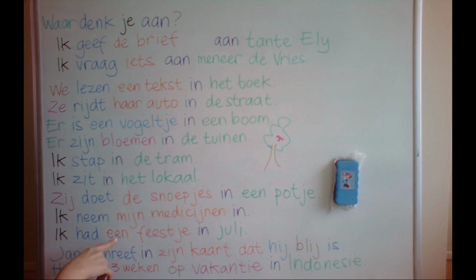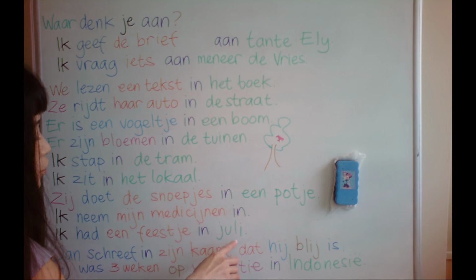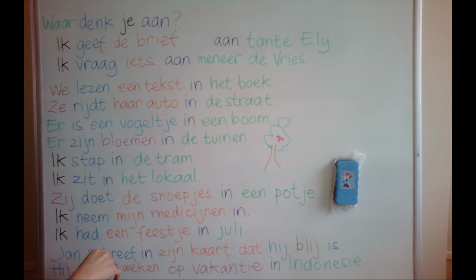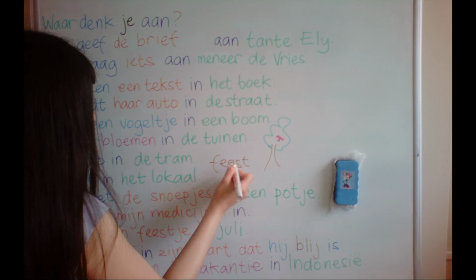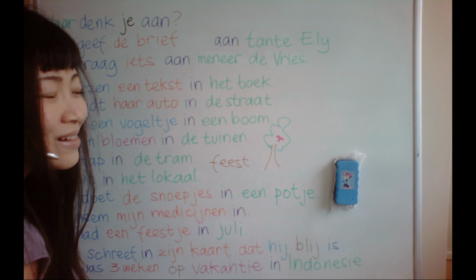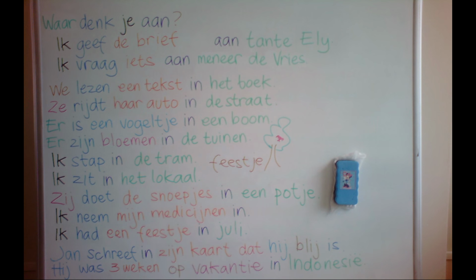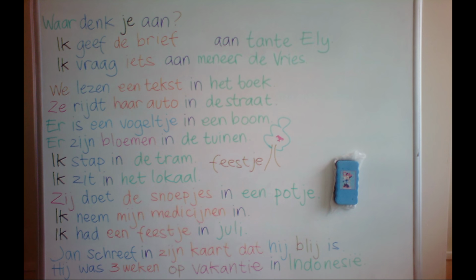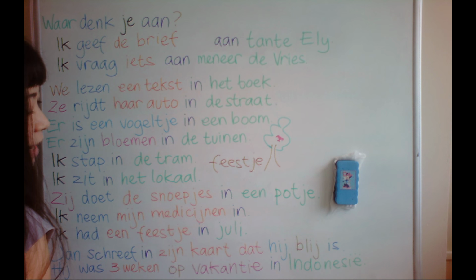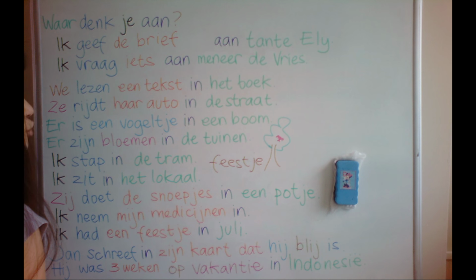Ik had een feestje in juli. July is juli. July was English, so I will repeat. Ik had een feestje in juli. Feest is party, but if the party is small, you put je. Feestje: little party, small party, not a big or grand party. In English, July. In Dutch, juli.